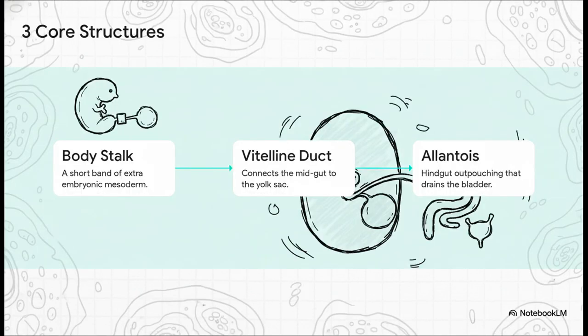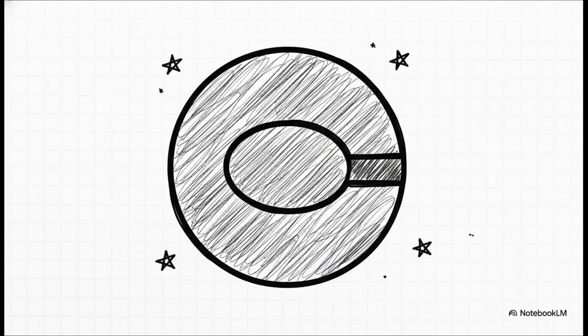To make sense of all this complexity, I want you to think of these 3 specific parts as the ultimate structural recipe for the umbilical cord. It all boils down to 3 core components that show up sequentially. First, the body stalk. Second, the vitelline duct. And third, the allantois. Seriously, keep these 3 in the back of your mind as we go through the next few weeks. So, it's week 2.